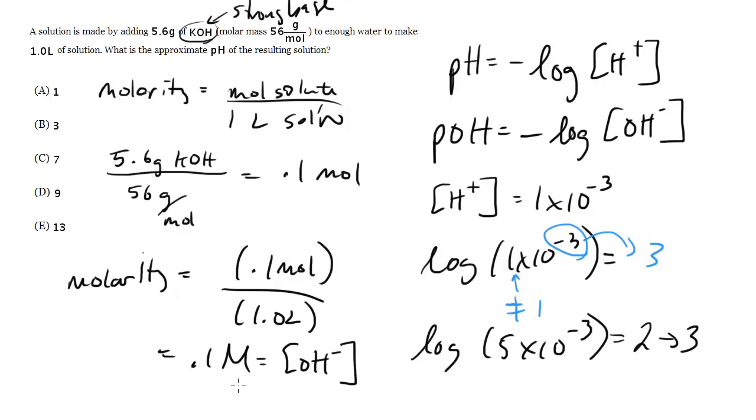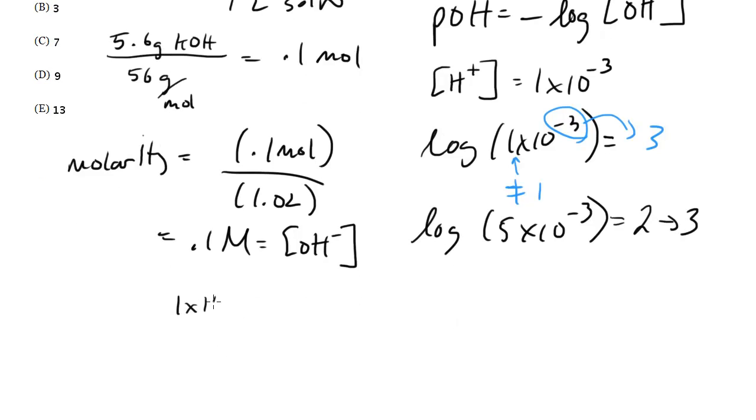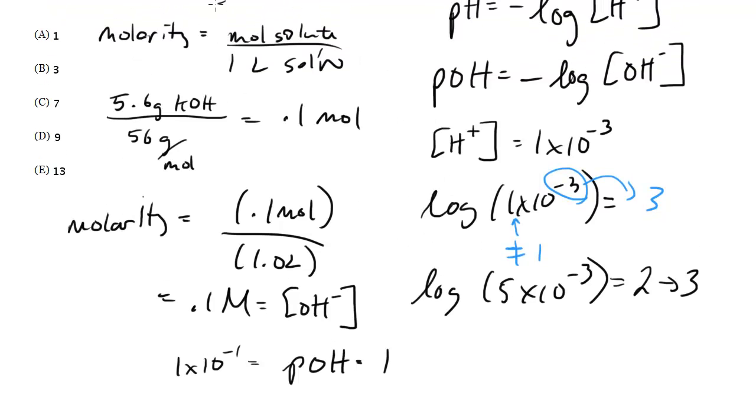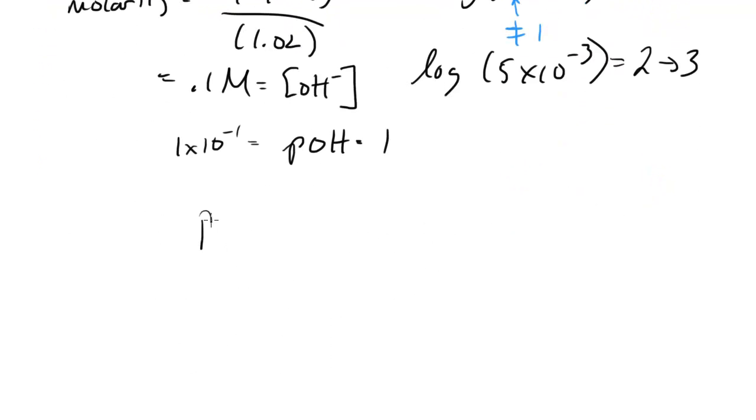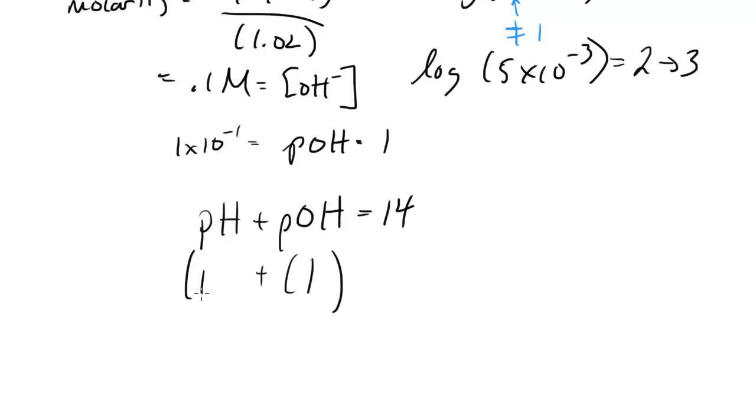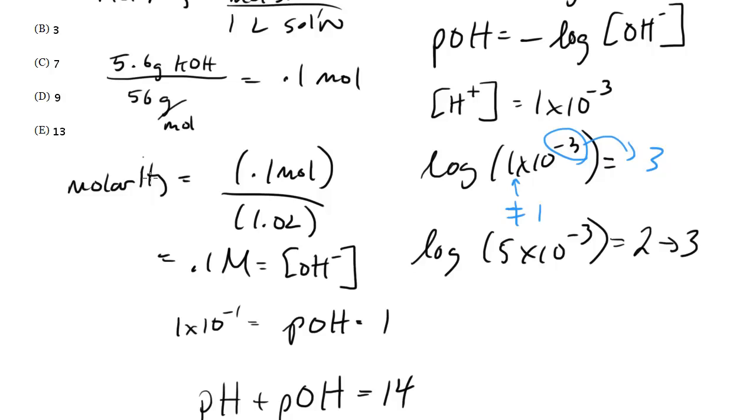So what is this? Well, this is the same thing as 1 times 10 to the minus 1, right? So if we pOH this, we're going to get 1. pOH is 1. Now remember, be very careful here. We're looking for the pH. So remember that in any given solution, the pH and the pOH add up to 14. So in this case, if my pOH is calculated as 1, my pH has got to be 13. So the pH of this solution, therefore, is 13.